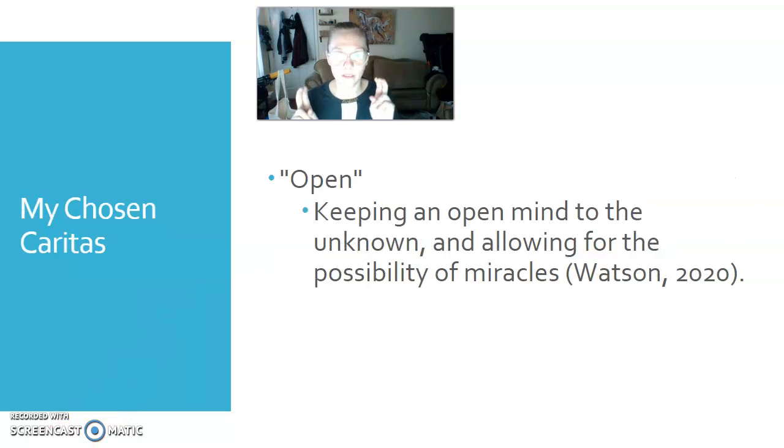Now, open is basically keeping an open mind to the unknown and allowing for the possibility of miracles. And I really appreciate that one because allowing for the possibility of miracles speaks volumes to anybody working in a scientific field where we might be keen on being more black and white and scientific when there's more to it than that.